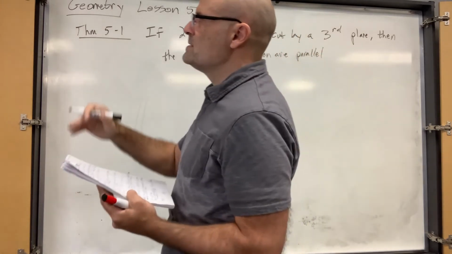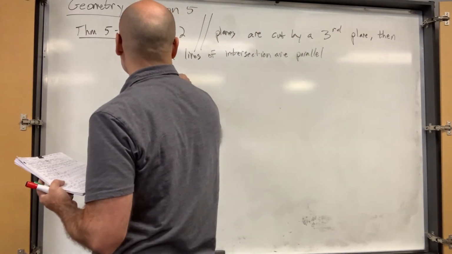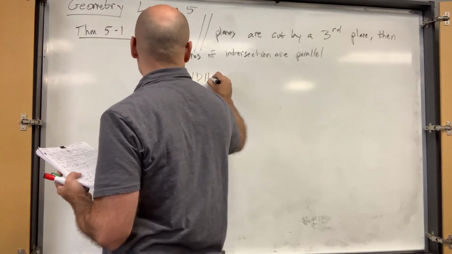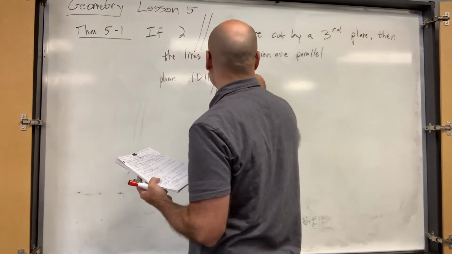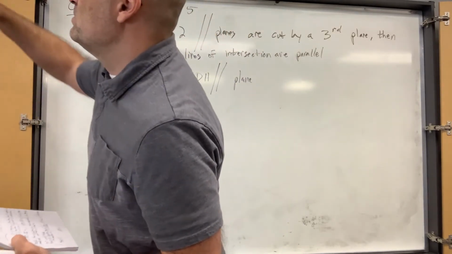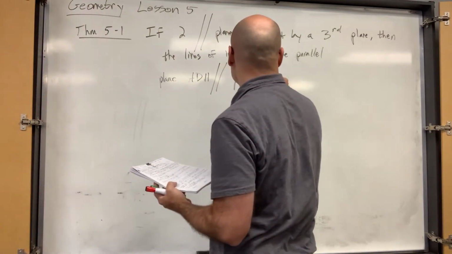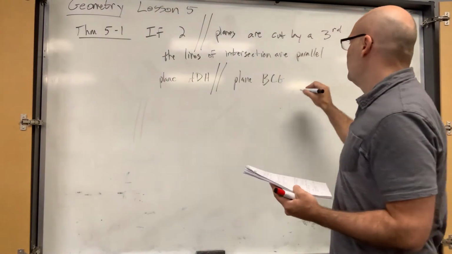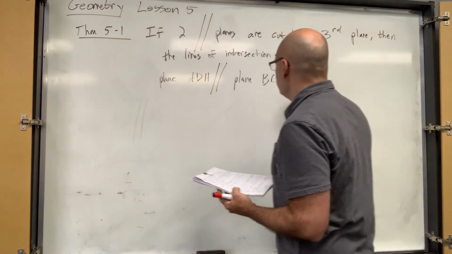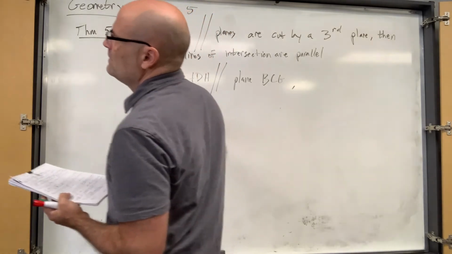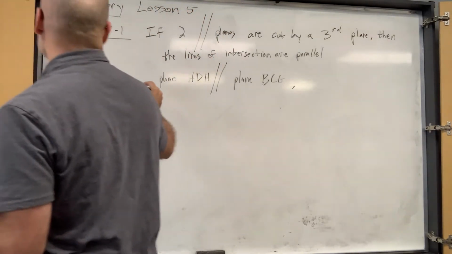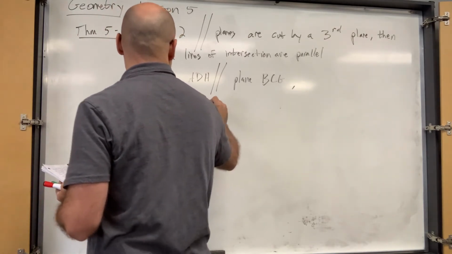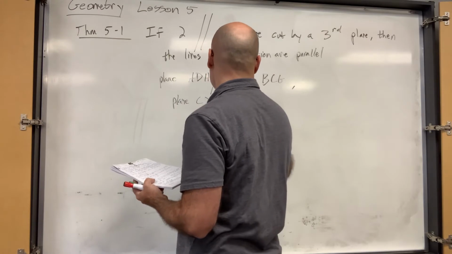Okay, so in our example here, plane ADH is parallel to plane, what was it, BCG, right? The front and the back, right? So look at plane CDH. CDH cuts them.